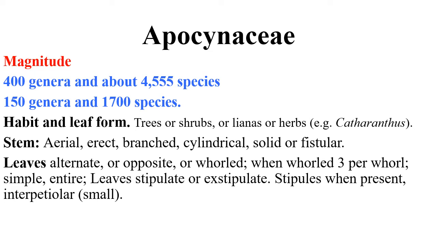Hi everyone. In today's lecture, we are going to learn about the next family from Gamopetalae, that is Apocynaceae. So let's begin with its magnitude. Apocynaceae is represented by 400 genera and 4555 species in the world, and it is represented by 150 genera and 1700 species in India.